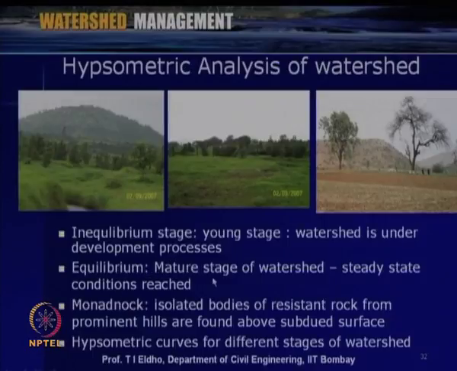The second one is the equilibrium stage. This is the mature stage of the watershed where steady state conditions are reached. All the parameters are concerned, there is not much change taking place. The third one is the monadnock stage. Here isolated bodies of resistant rocks, as you can see, form prominent hills found above a subdued surface. So, there are three important stages in the development of a watershed: inequilibrium, equilibrium and monadnock. If you do a hypsometric analysis, we can identify how these stages vary.